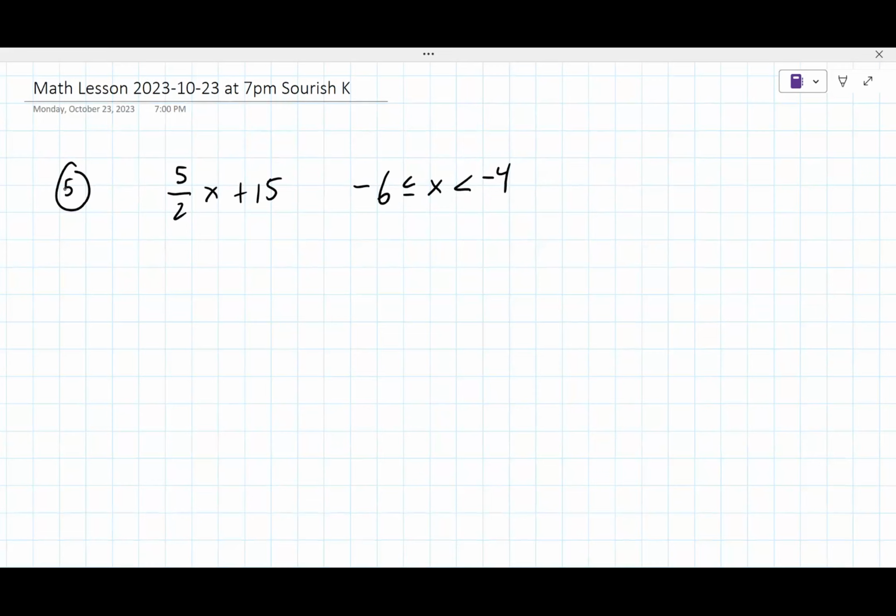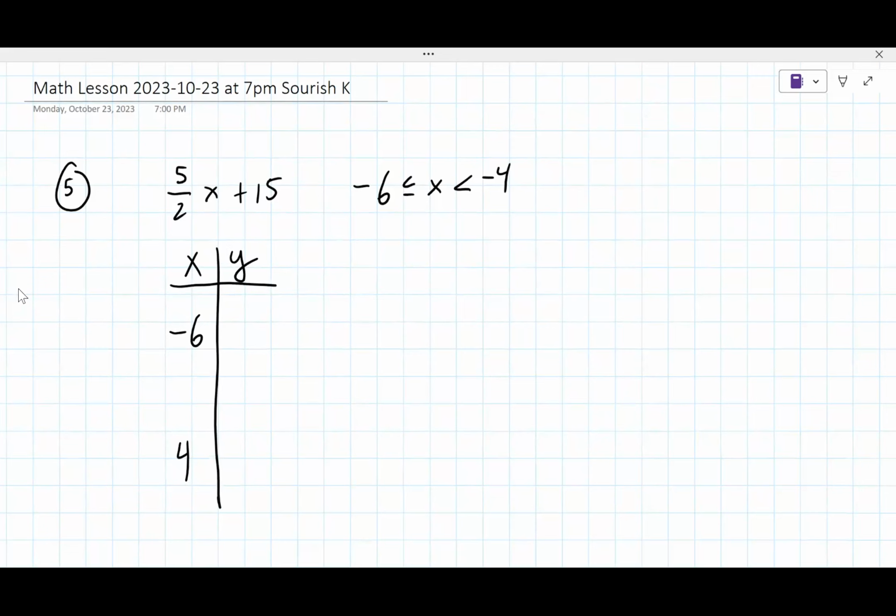Do you remember what we did to graph this last time? We talked about making a table. I forgot. It's because these are just tough math problems, and sometimes I can forget.